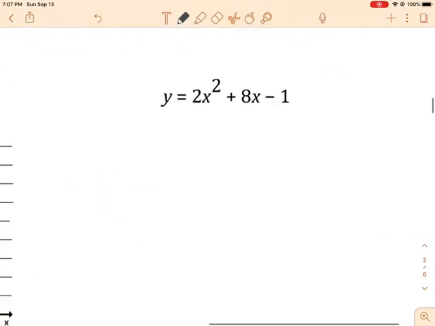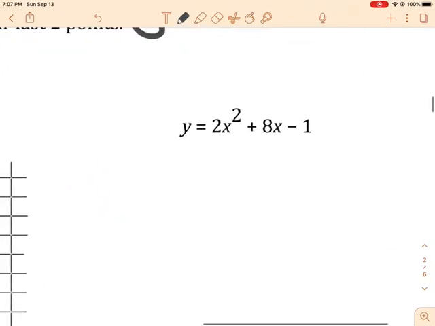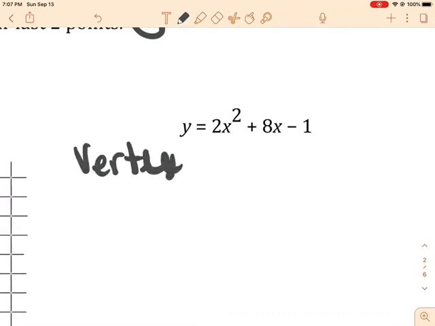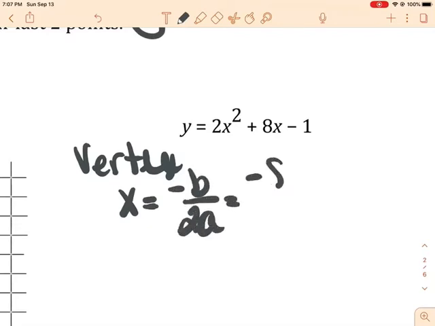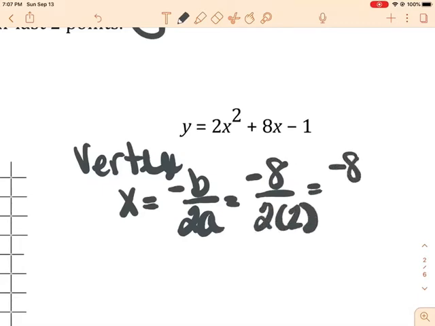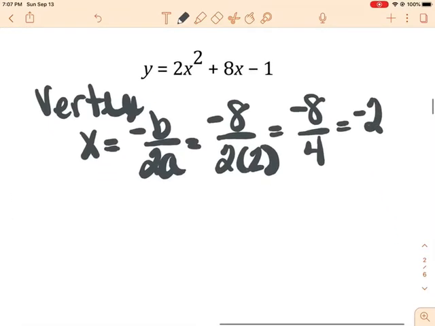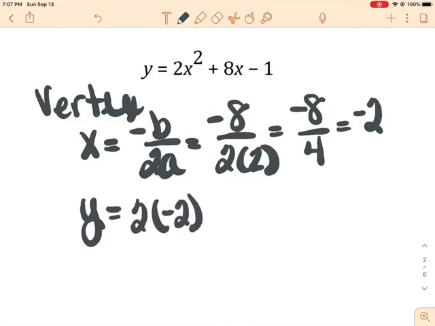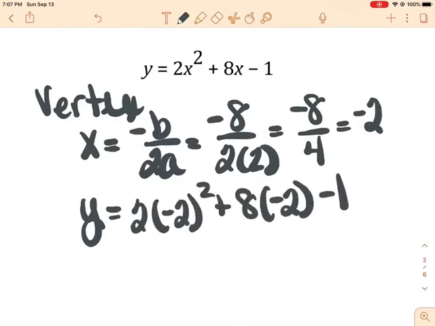All right, so let's do this one together. So the first thing, again, we're going to find our vertex. So x equals negative b over 2a. So we're going to get negative 8 over 2 times 2. So that's negative 8 over 4, which is negative 2. We're going to find the y value. So 2 times negative 2 squared, plus 8 times negative 2 minus 1.